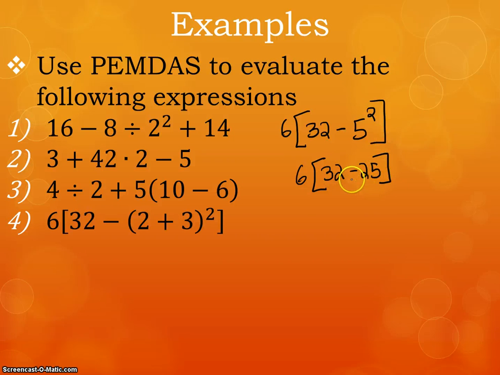And now the last thing to do inside this grouping symbol is subtraction. 32 minus 25 is 7. Now we have just 6 bracket 7, which means 6 times 7. We have our invisible multiplication symbol. And then 6 times 7 is 42. So there's our final answer there.